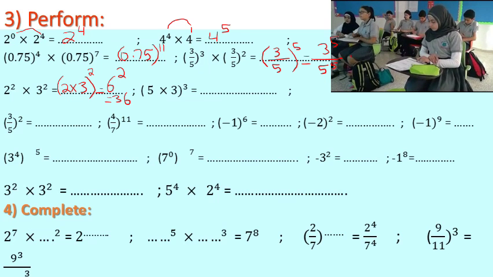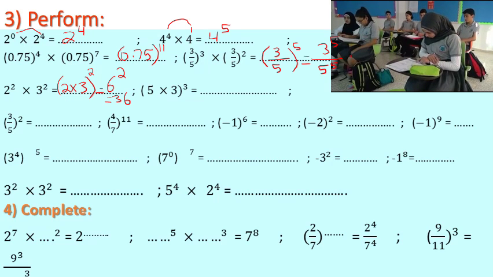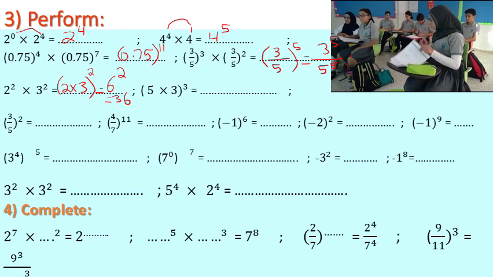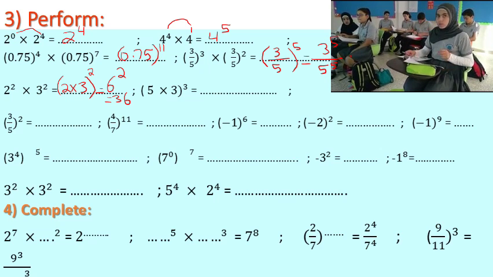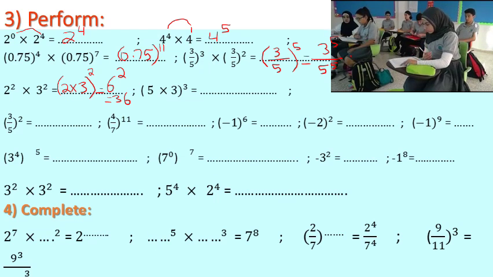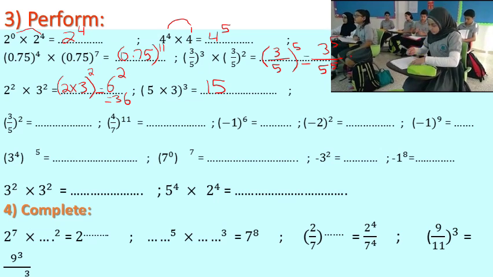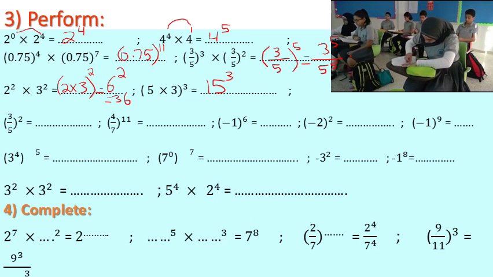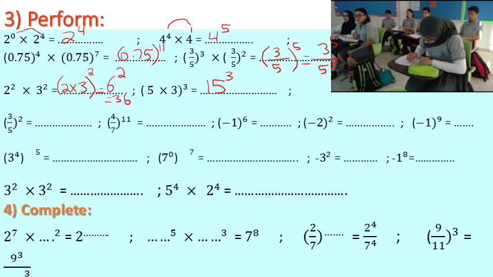Now 5 times 3 cubed, Badia. 5 times 3 cubed. What do we do? We multiply 5 times 3. What is 5 times 3? 15. It is 15, and we raise it to the exponent 3. So it is 15 to the power 3.